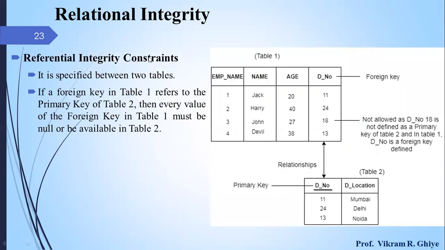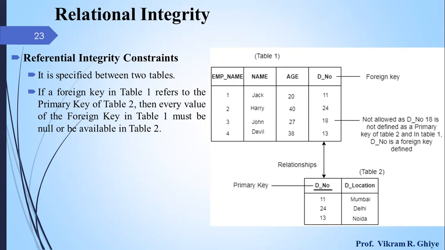Referential integrity constraint. So what happens in the referential integrity? In the referential integrity, we need to take care of the foreign key and the primary key. When we divide our data and it is available in two tables, the foreign key of the first table acts as a primary key of the second table. It is shown over here in table 1 and table 2. Table 1 has employee ID, name, age, and department number, and the department number acts as a foreign key over here. And that foreign key acts as a primary key for table 2.